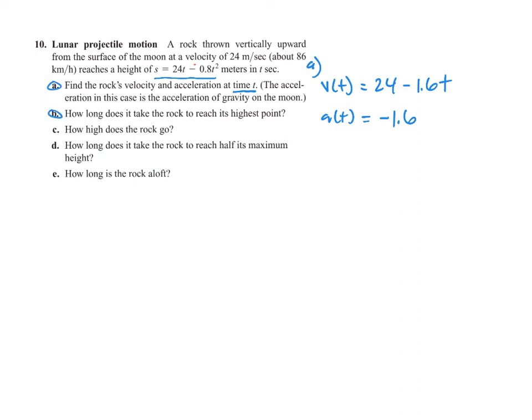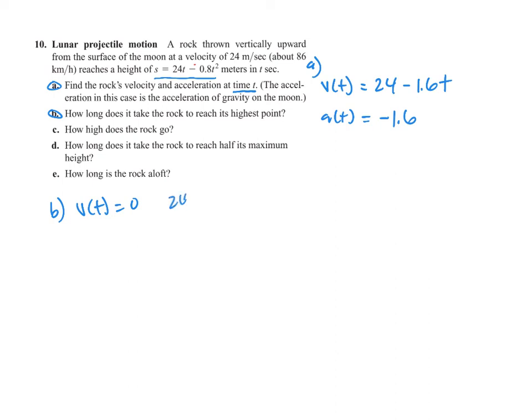For letter B, how long does it take the rock to reach its highest point? So when you throw something straight up in the air, it's traveling with a certain amount of velocity, but when it turns around and starts falling, it actually stops for an instant before it starts coming back to the ground. So what we need to do for letter B is set v of t equal to 0. And then we'll know when it started falling.